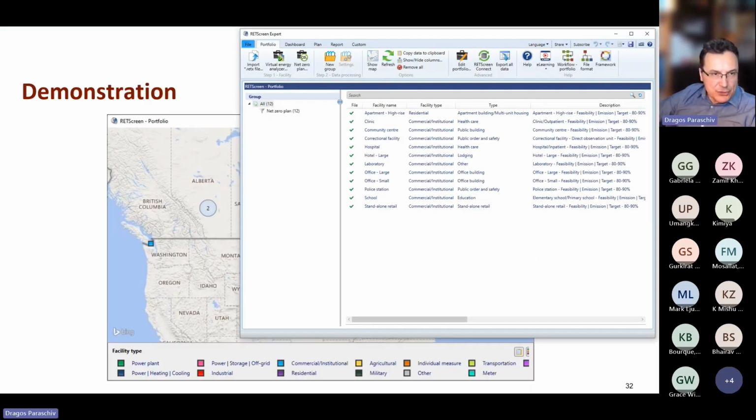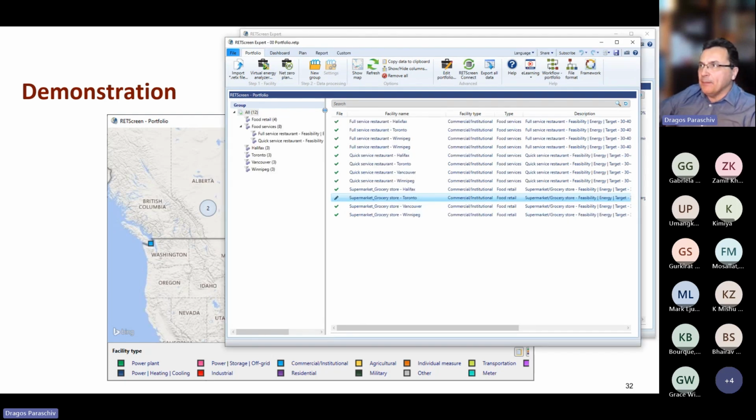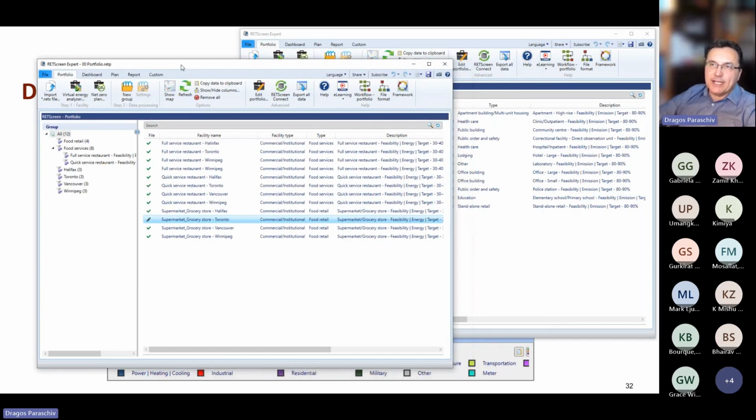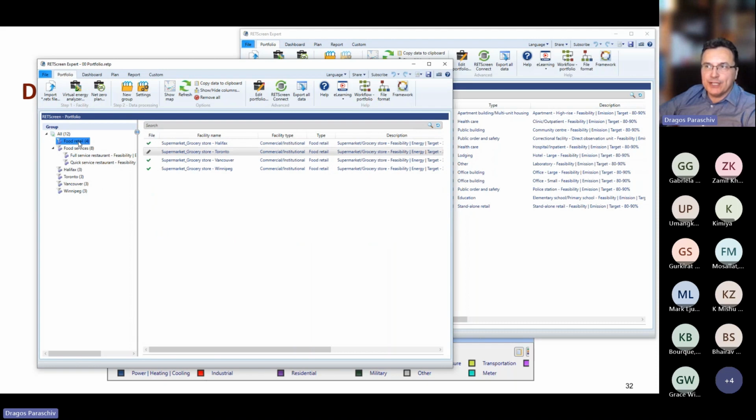So I have actually two portfolio files that I'm going to share with you. One is a portfolio file that we created very quickly using the archetypes for the food, retail, and services sector. We have three archetypes available in RETScreen. One is for food retail, a supermarket or grocery store, and then two archetypes in food services, one for a full service restaurant and one for a quick service restaurant.